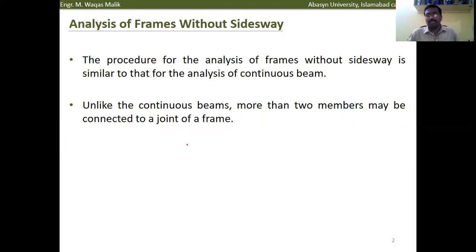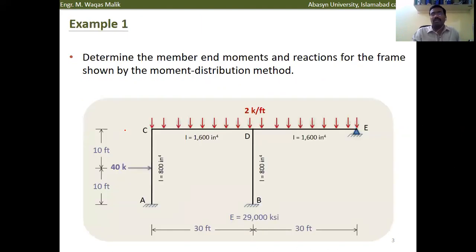As far as the non-sway frame is concerned, the procedure is similar to what we performed in the last lecture for continuous beams, except that in the case of beams only two members are connected at any joint, while in the case of a frame we could have more than two members at a particular joint. So this is the only difference. Let's quickly jump to the example.